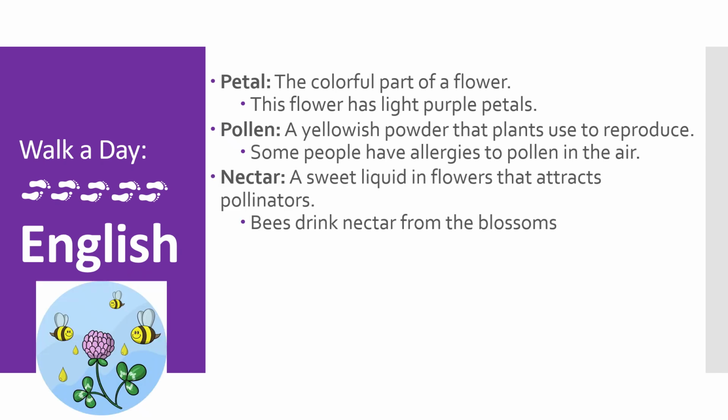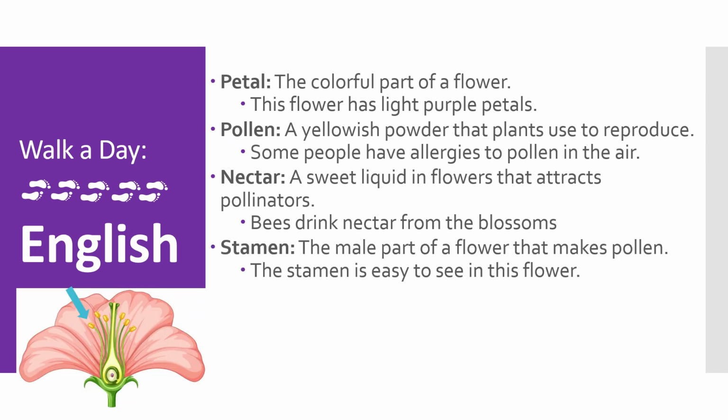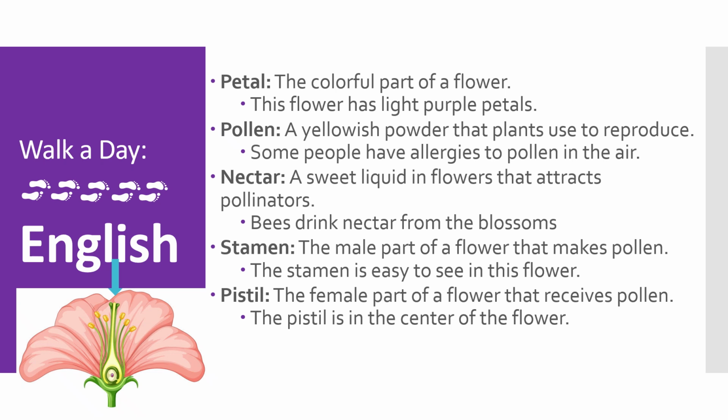Nectar. Nectar is a sweet liquid in flowers that attracts the pollinators. So bees drink nectar from the blossoms. A stamen. This is the male part of a flower that makes pollen. In this case, you can see in the flower, there are the little stems with the yellow tops. The stamen is easy to see in this flower. And the pistil. This is the female part of the flower that receives the pollen. The pistil is in the center of the flower.